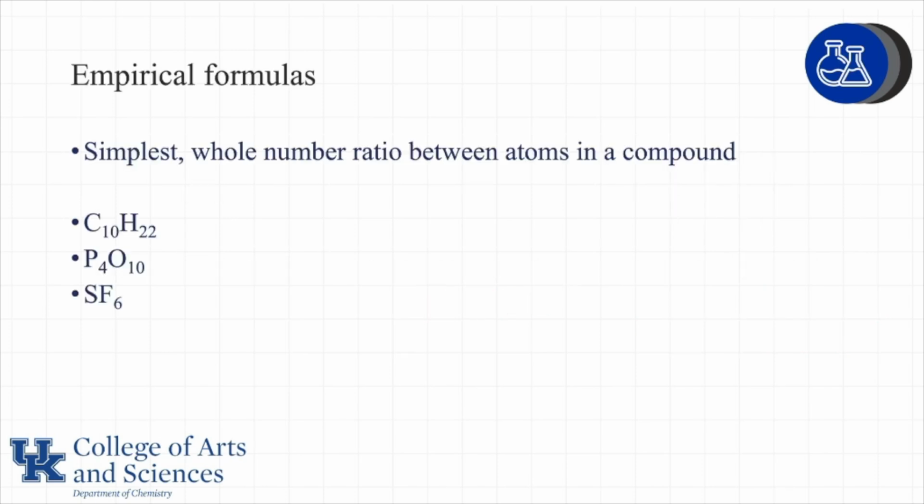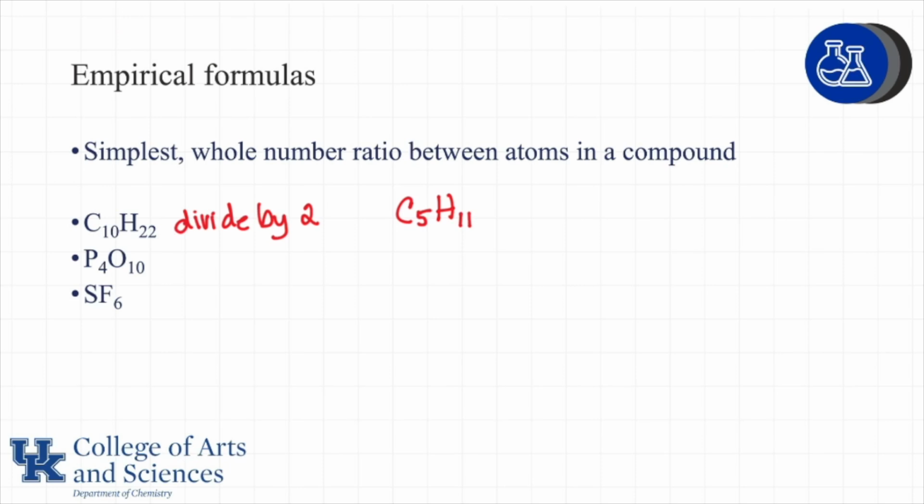Let's look at empirical formulas. These have the simplest whole number ratio between atoms in a compound. For example, if I look at C10H22, I see that both of those subscripts can be divided by 2, which results in C5H11. So that is the empirical formula. And multiple compounds can have the same empirical formula.